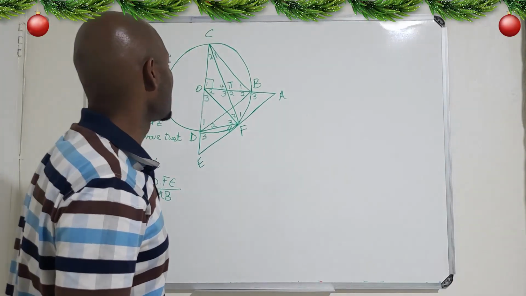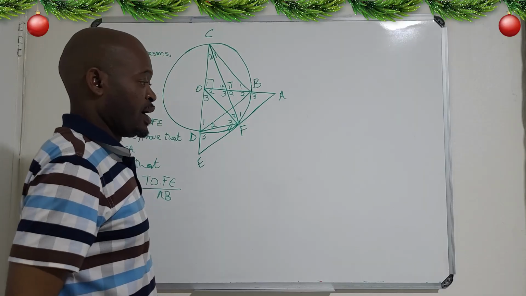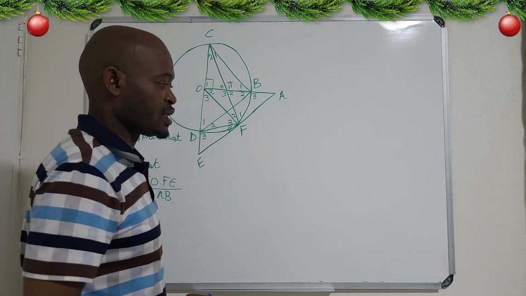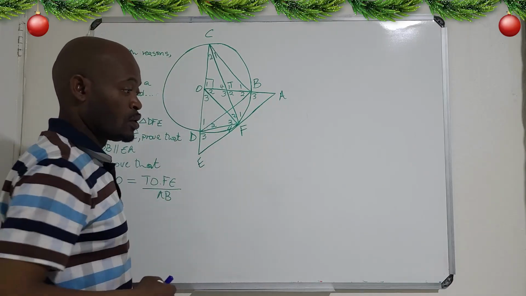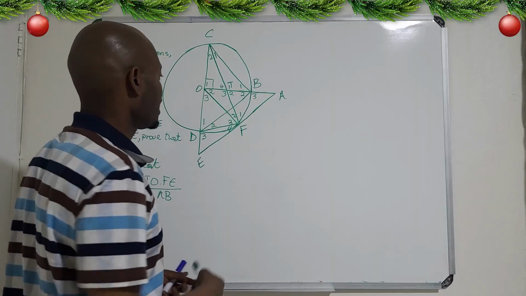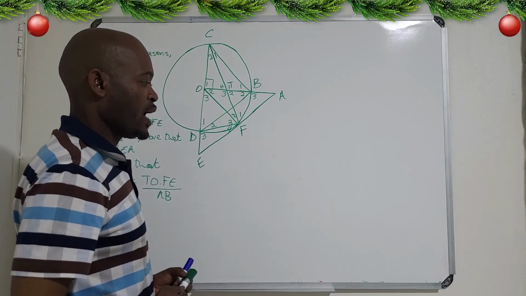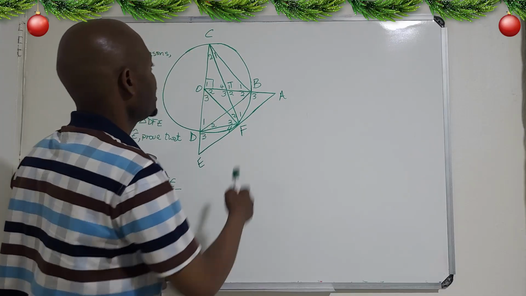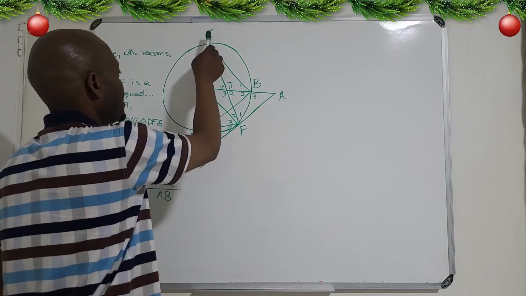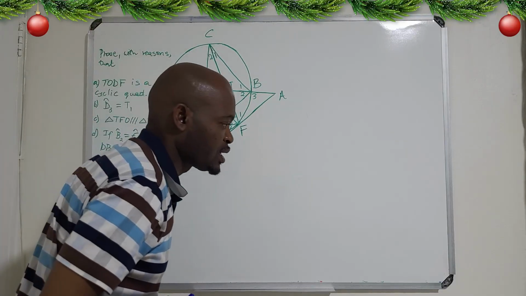Now, let's do another example, another exam question paper. In the diagram, COD is a diameter of the circle with center O. EA is a tangent to the circle at F. OA is perpendicular to CE, as you can see there.